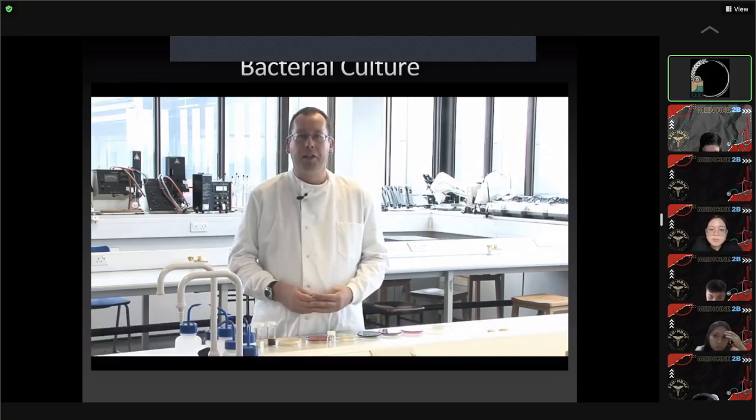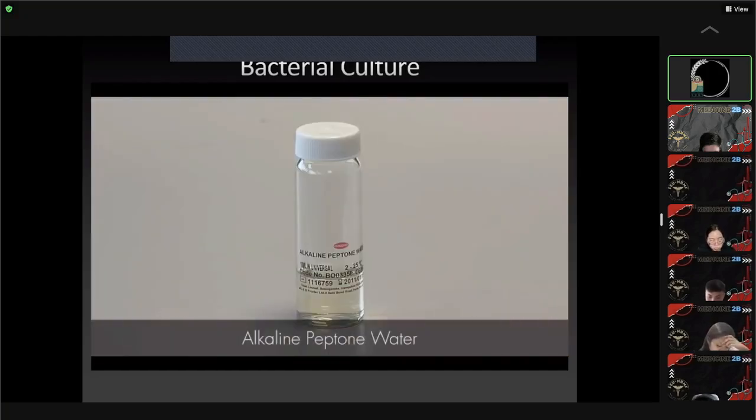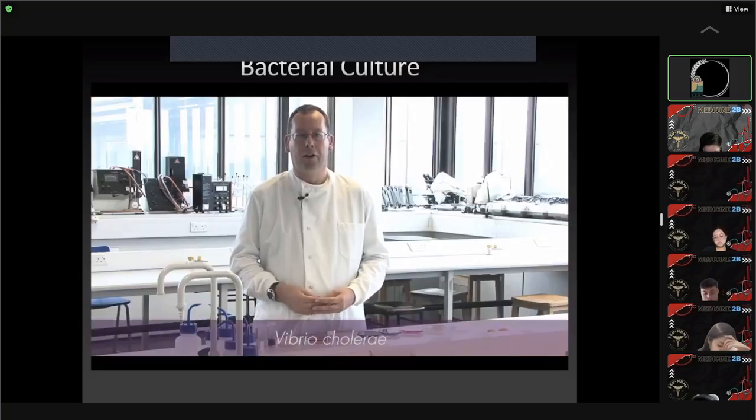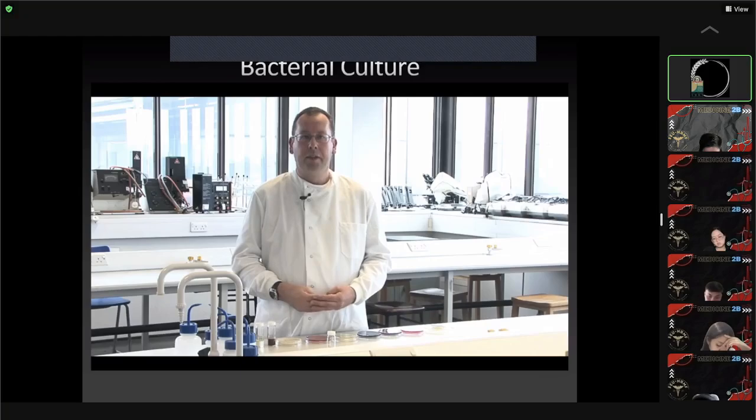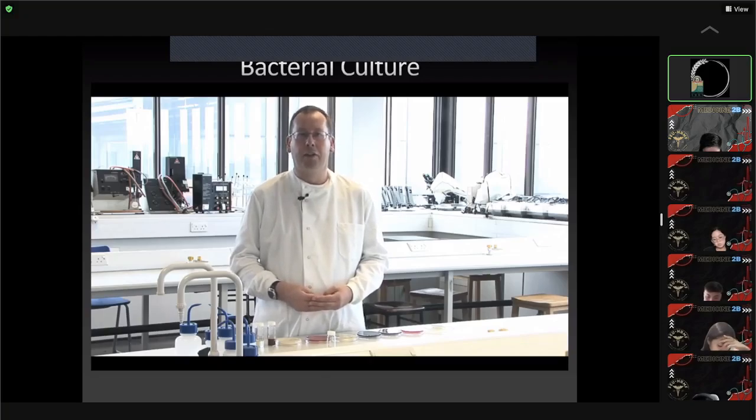Another liquid medium is alkaline peptone water, which is used to improve the recovery of Vibrio cholerae, which causes cholera, a disease of the gastrointestinal tract. This medium is alkaline, as Vibrio cholerae grows well under alkaline conditions, whereas most gastrointestinal bacteria do not. So this process helps to enrich for the presence of this species.